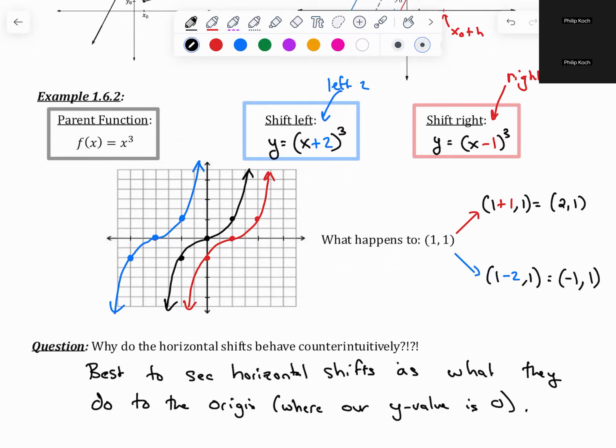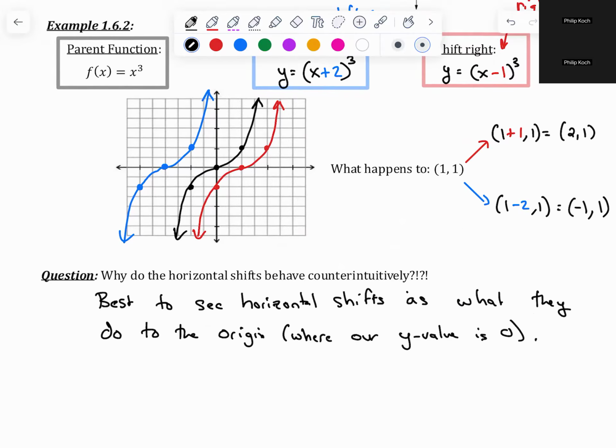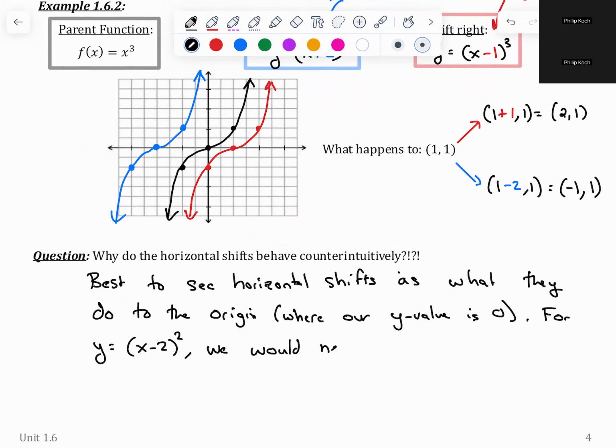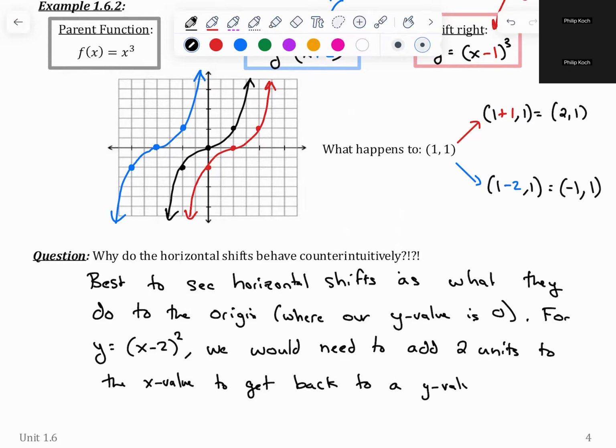So what do I mean by this? What do I mean by best to see them as what they do to the origin? For y equals x minus 2 squared, we would need to add 2 units to the x value to get back to a y value of 0.